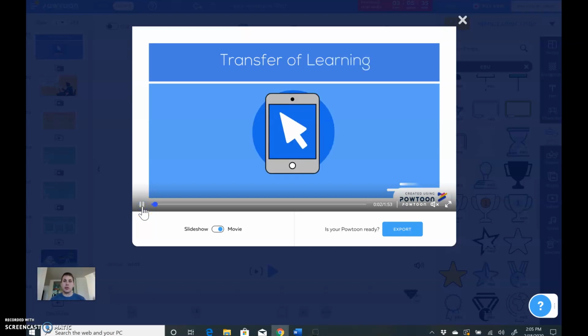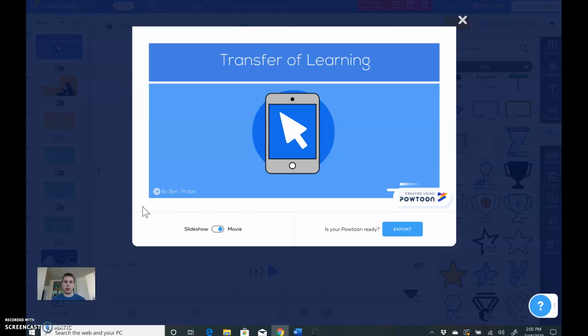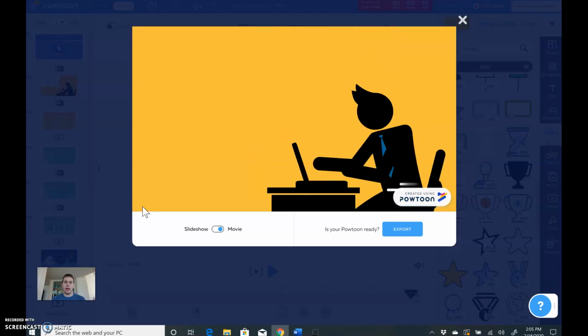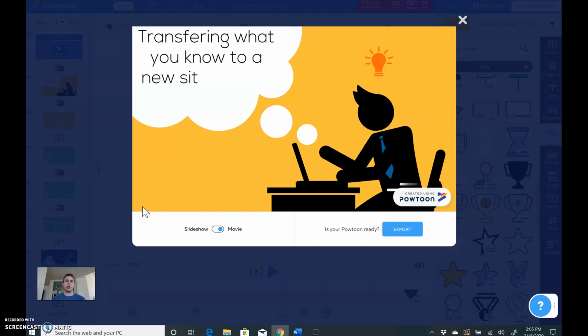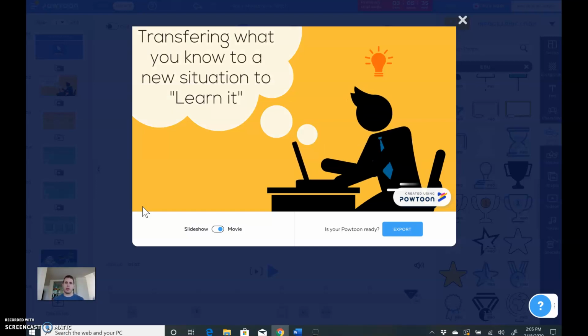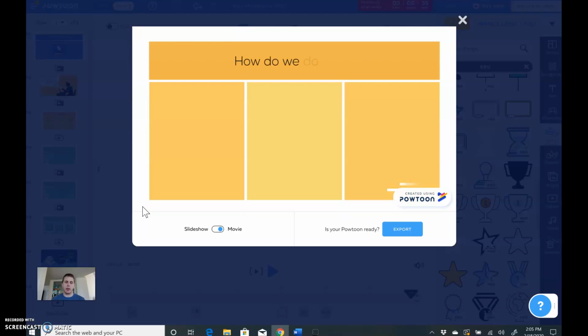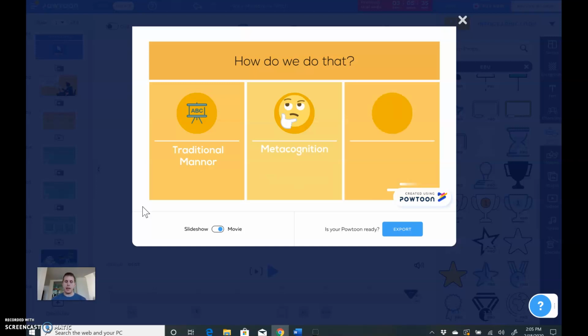Today we're going to be talking about the transfer of learning theory and how it applies to learning a skill or an ability and then passing that on. So first we're going to define it. Transferring what you know to a new situation in order to learn it is basically what we're working with. How do we do that? Well, first of all, there's the traditional manner, and then there's going to be metacognition, and then we're going to be going into the near and far and high and low.